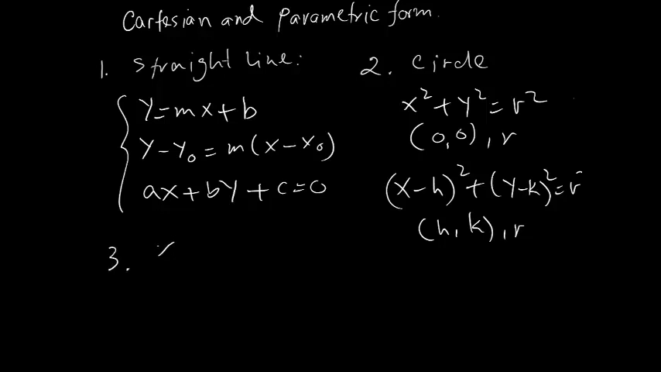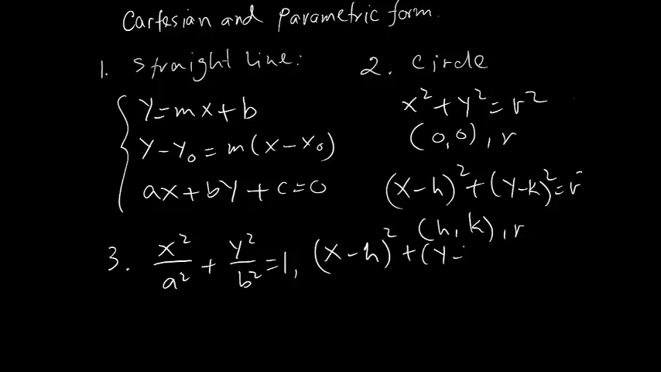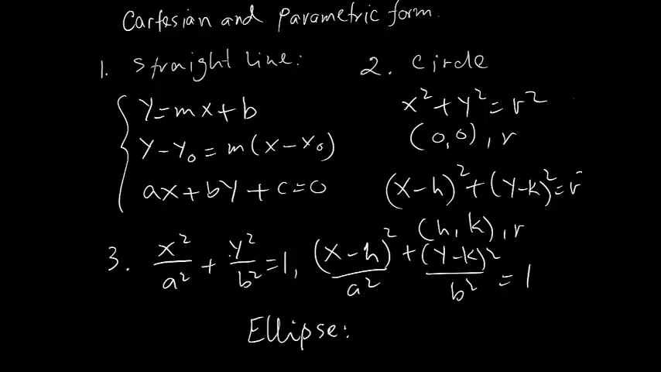Number 3, when I say x squared over a squared plus y squared over b squared equals 1, or you can say x minus h squared over a squared plus y minus k squared over b squared equals 1, these are the ovals, or you can say ellipse. The first one, ellipse has center at 0, 0. In this case, center will be at h, k.